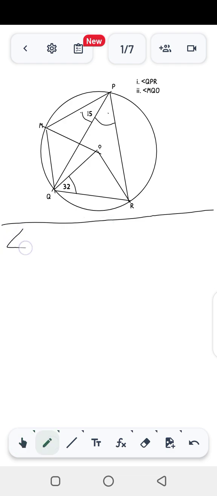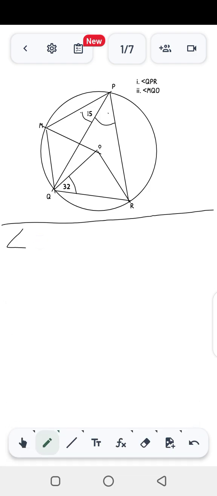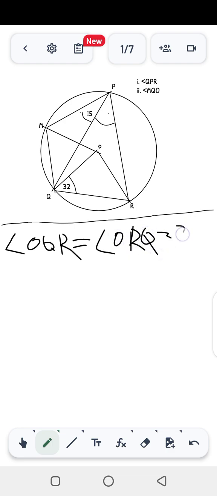Therefore, angle OQR is the same as angle ORQ, which is 32 degrees.